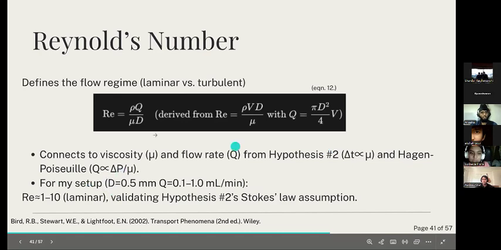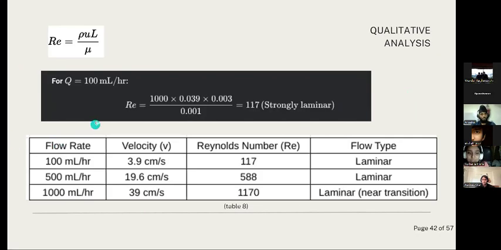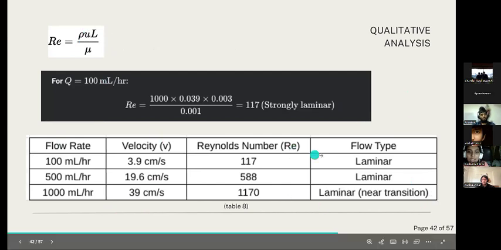For my setup, these were the values, and the Reynolds number is roughly between 1 to 10, which validates my second Stokes law assumption hypothesis and states that my flow is in fact laminar. We can calculate the Reynolds number here. And as you can see, it is laminar for both water and milk, but it nearly transitions for oil.